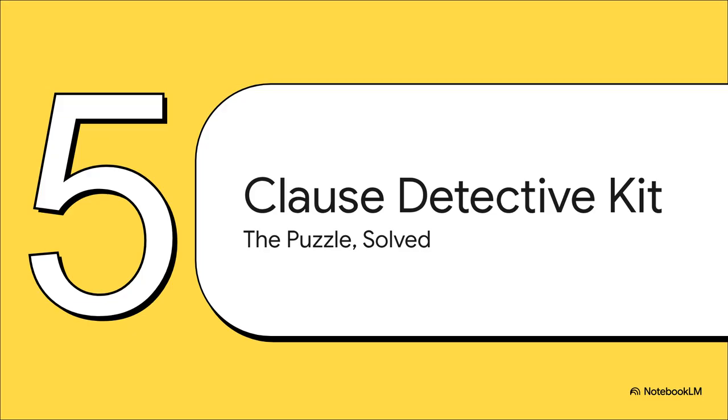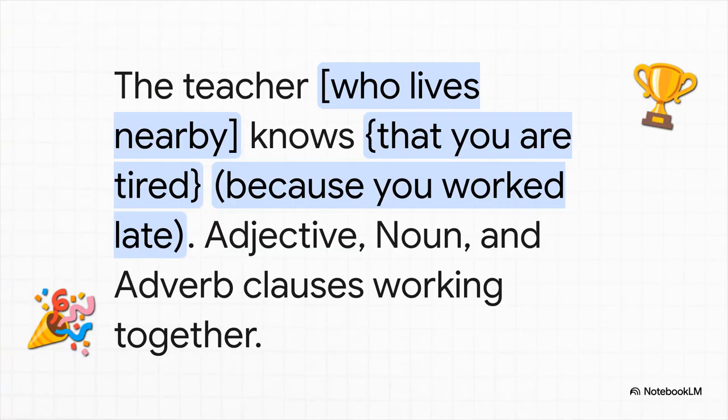We've identified every single piece. The puzzle is solved. You are officially a clause detective. So let's put it all back together and give you a tool you can take with you. And here it is, the final picture. Just look at that. It's not a confusing mess anymore, is it? We can clearly see the main independent clause, the teacher knows, and it's being supported by 3 different dependent clauses, each one with a clear and distinct job. One describes the noun, one acts as a noun, and one explains why.